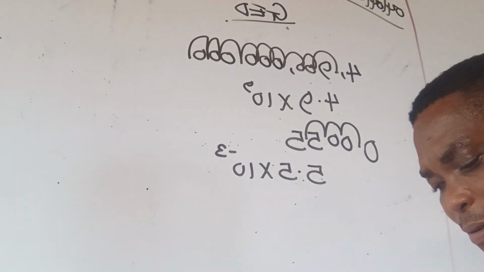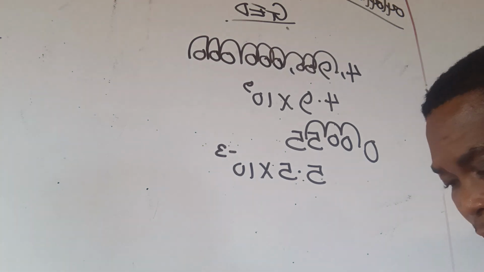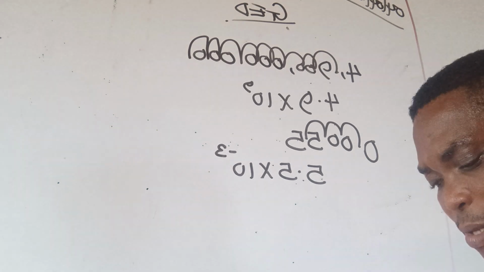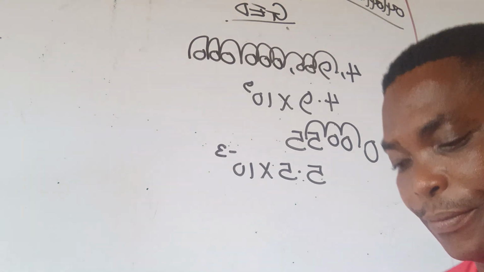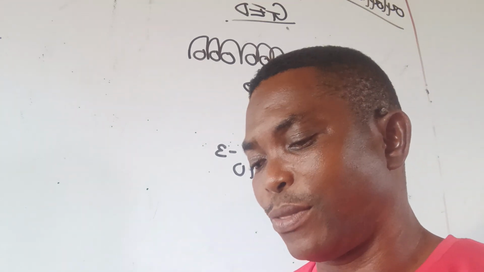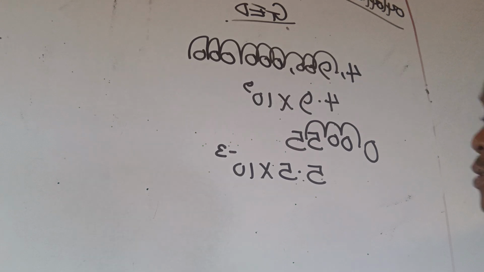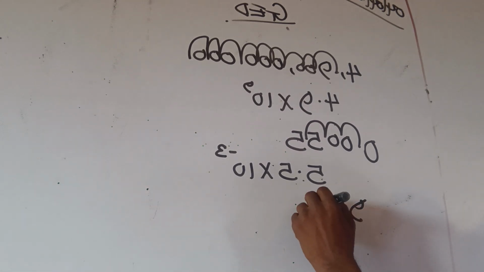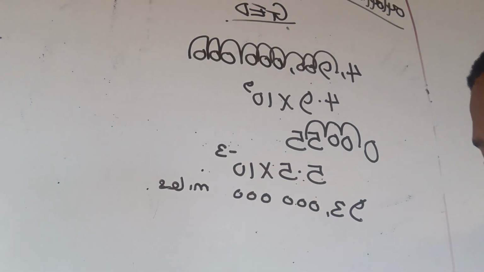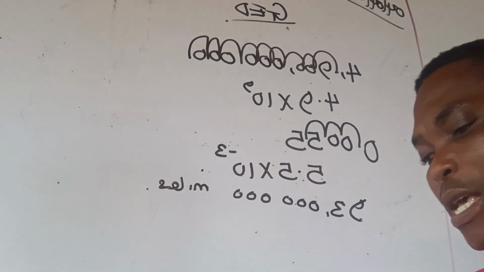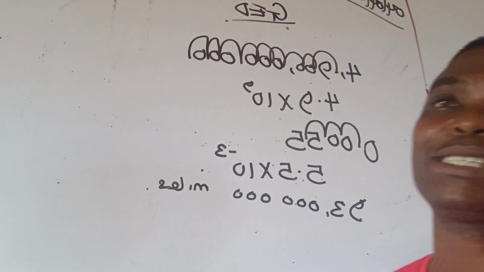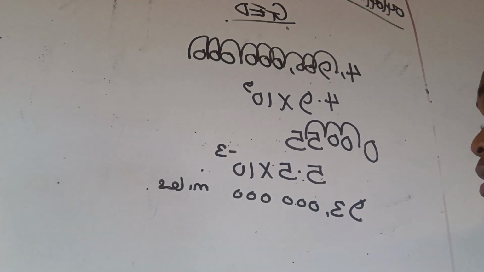Let's see. Okay, there's another. Let's discuss this one. The distance to the sun is about 93 million miles. 93 million miles. The distance to the sun is about 93 million miles. Write this distance in scientific notation or write it in standard form.